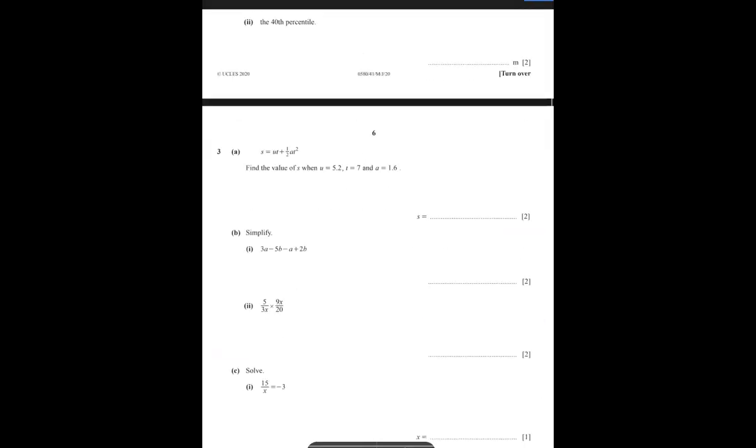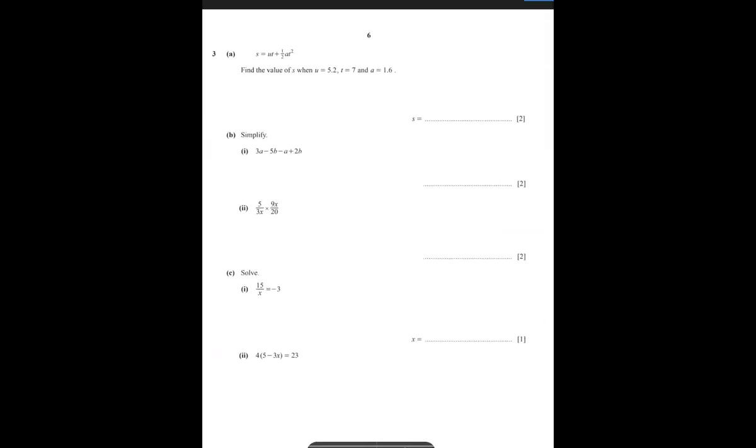Next portion, algebra. Free marks portion. When they test you on algebra, it's free marks, because you don't need to think much. Find the value of S when this substitution. So S equals, this is actually your acceleration equation from physics, plus half times 1.6 times t squared. Make sure you write down your substitution correctly. If you don't get this right, you might still get method marks. But there's no reason why you don't get this right. Just key in your calculator and you're done.